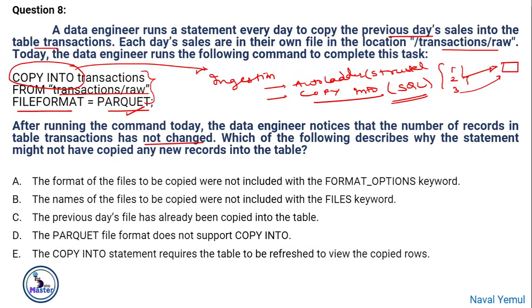Now looking at the syntax, one option says the format of the file to be copied was not included. This is not a correct option. Another says the Parquet file format does not support copy into, which is also not correct. Copy into supports Parquet, CSV, JSON and other formats. The name of the file to be copied was not included. With the files keyword, we don't need a name also. The previous day's files have already been copied into the table. So that is the correct answer. C is the correct answer. The previous day's files have already been copied into the table, so when you run it again, you won't see any change.